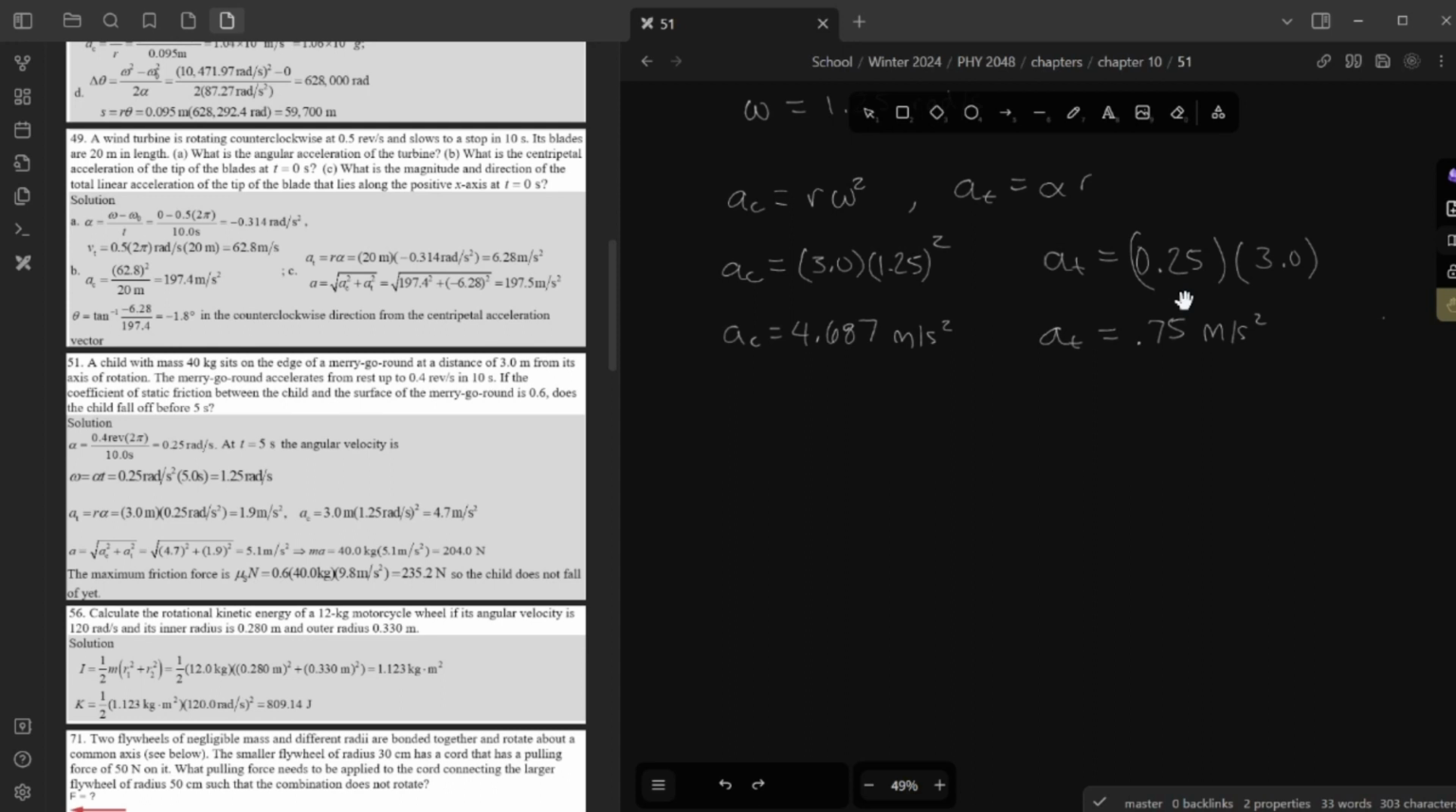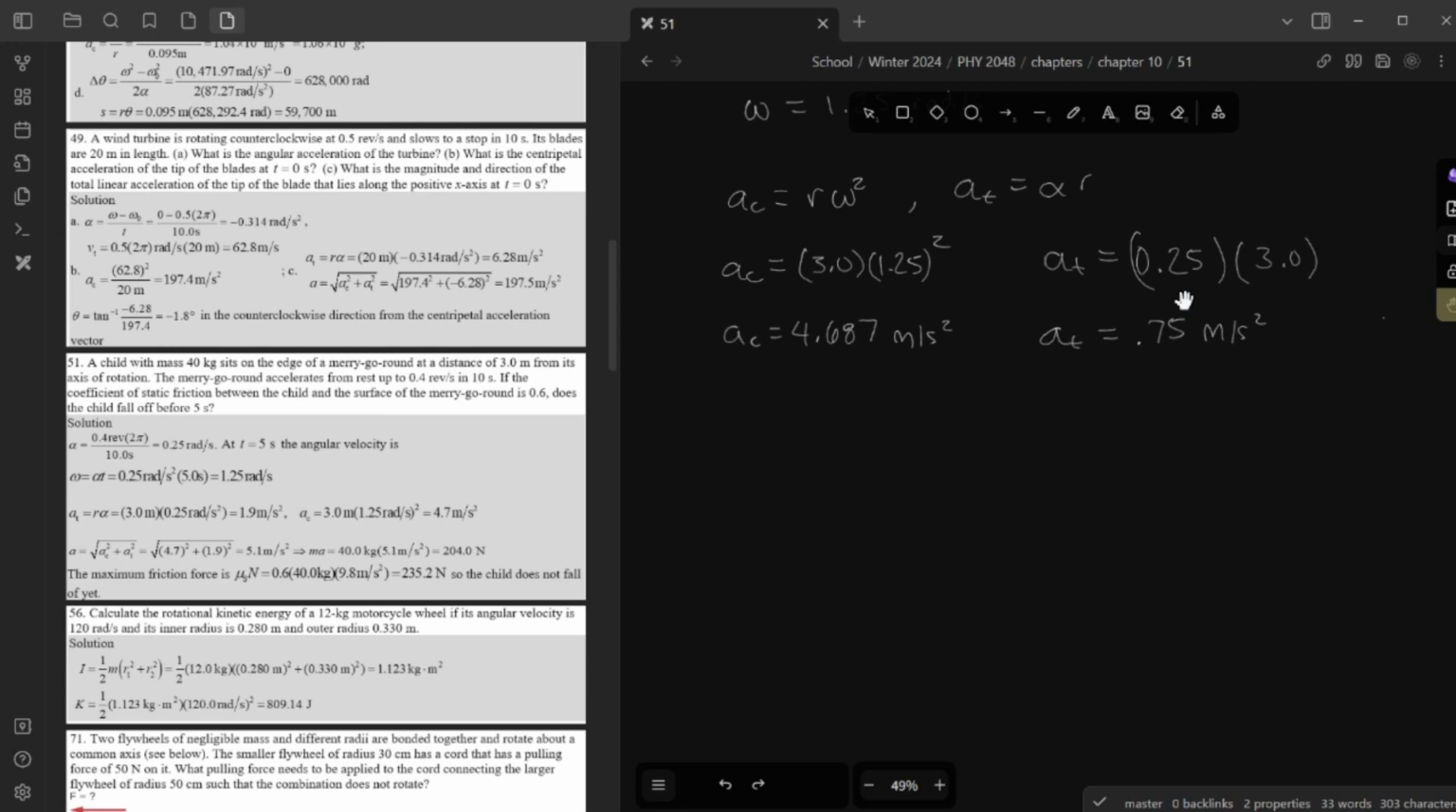So, hold on. Let's see, what did we do wrong? Oh, wait, we didn't do anything wrong. Why did I get a wrong answer? Trying to look at the solution here. It's saying 1/4 of 3 is 1.9? Really? Not sure what's going on here. Let's try it again, I guess.